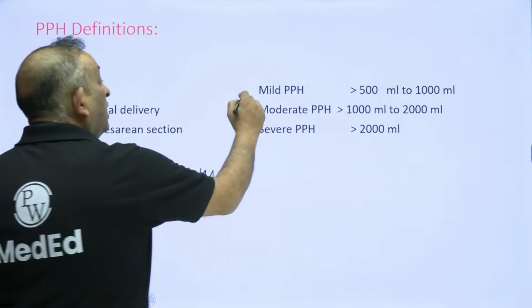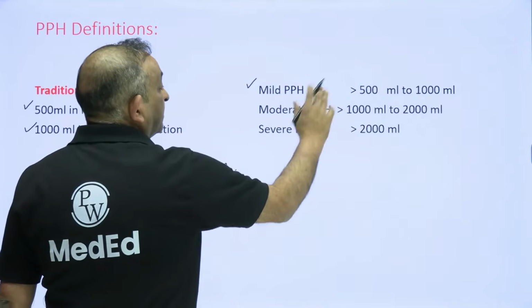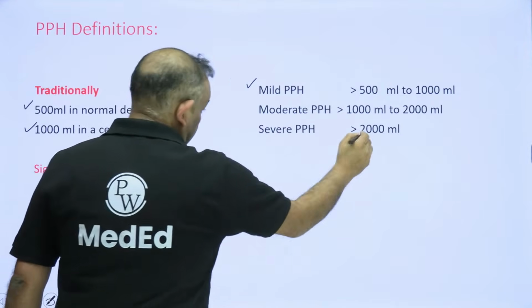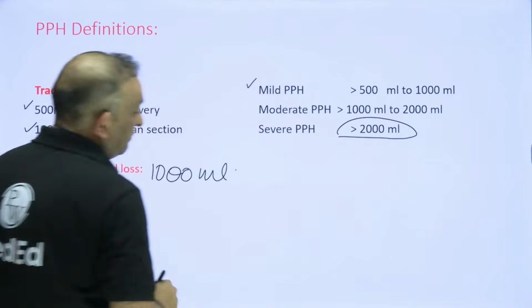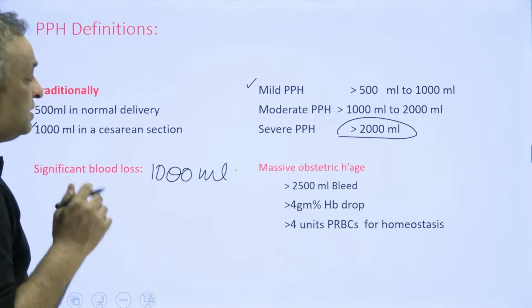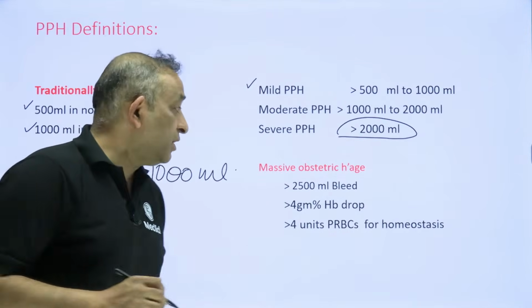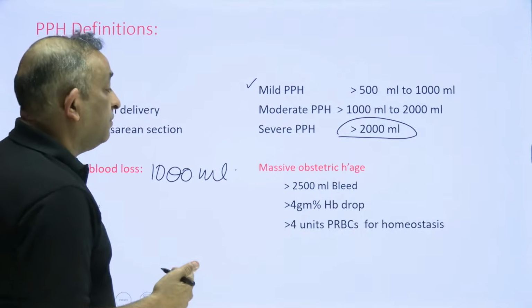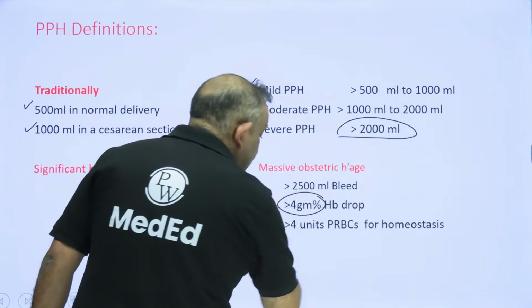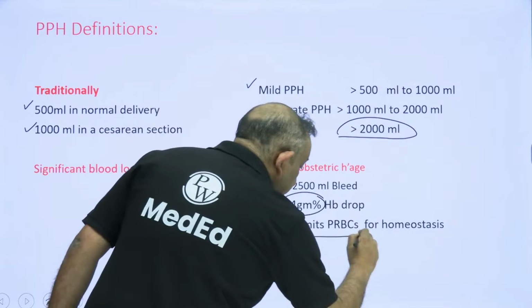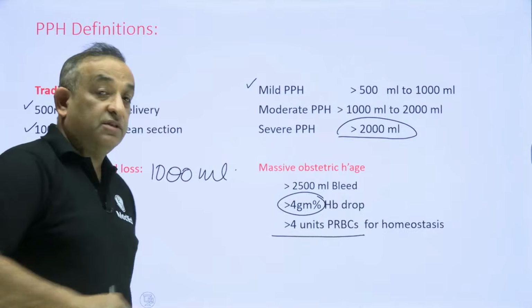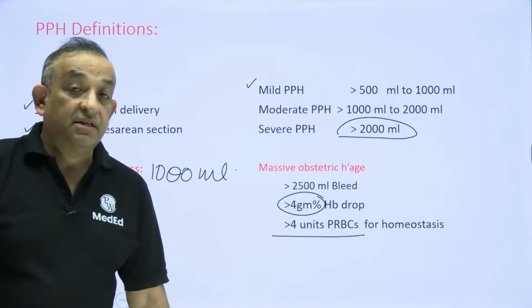Now what is mild PPH? Bleeding 500 to 1000 ml, moderate PPH is 1000 to 2000 ml, and severe PPH is more than 2000 ml, right? What is massive obstetric hemorrhage? That is blood loss of more than 2500 ml, which will drop the hemoglobin by 4 gram% and require at least 4 units of packed red blood cells, if 4 bottles of blood are required to resuscitate this woman. That is what is known as a massive obstetric hemorrhage.